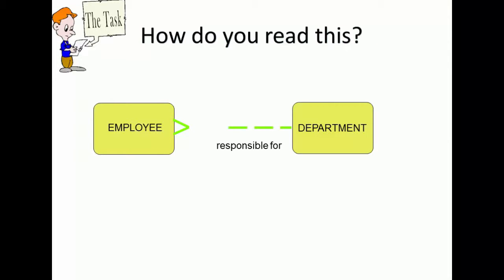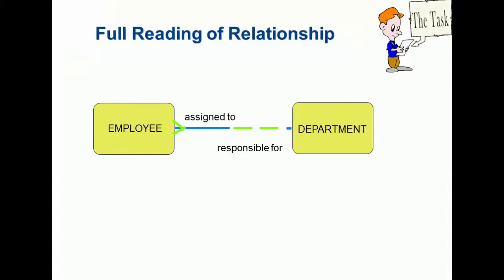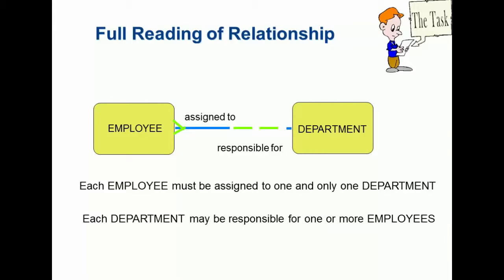How do you read this? Employer responsible for department, or is it department responsible for employer? What do you think? Good job. Each department may be responsible for one or more employees. Full reading of the relationship: employee assigned to department, or department responsible for employee. Each employer must be assigned to one and only one department. Each department may be responsible for one or more employees.